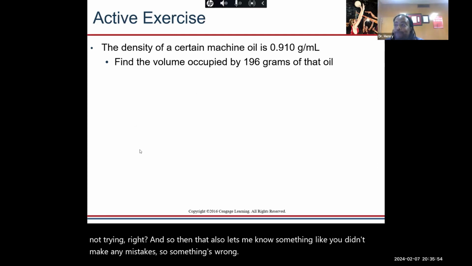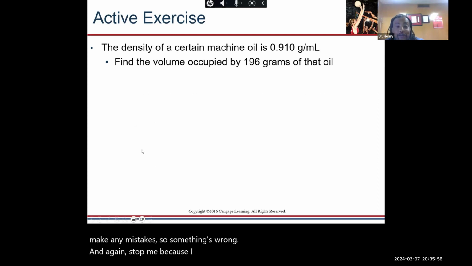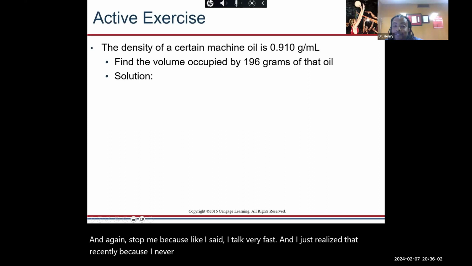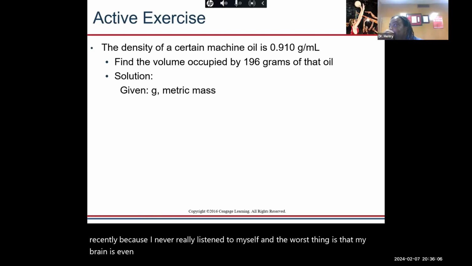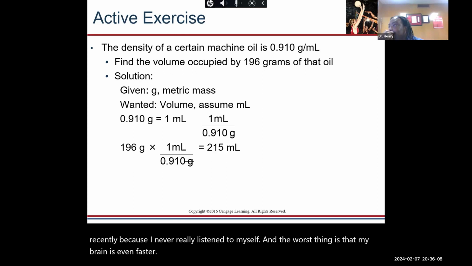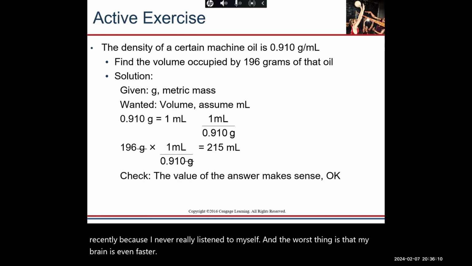And again, stop me because, like I said, I talk very fast. I just realized that recently because I never really listened to myself. And the worst thing is that my brain is even faster. As time goes fast, it's really quick. It's like, yeah, it goes really fast.